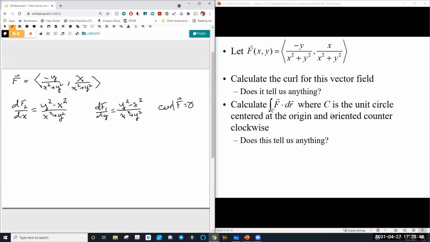Now we're going to look at what happens on the closed path of C, which is the unit circle centered at the origin and oriented counterclockwise. I'm picking that for a very specific reason. It's easy to parameterize. X of t is cosine t. Y of t is sine t. And t is going to go from 0 to 2 pi. Okay, that's straight out of trig.